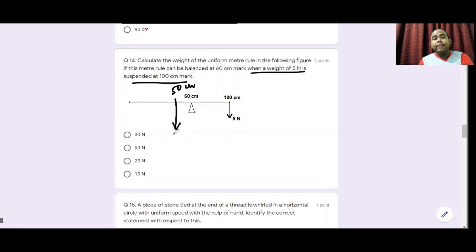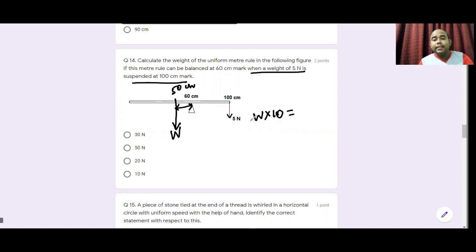And we have to calculate that weight. So let that weight be W. We have to calculate this W using the principle of moments in equilibrium, which says sum of anti-clockwise moments is equal to sum of clockwise moments. So what is the sum of anti-clockwise moments? The force is W, and the distance is this distance, 60 minus 50, which is 10.